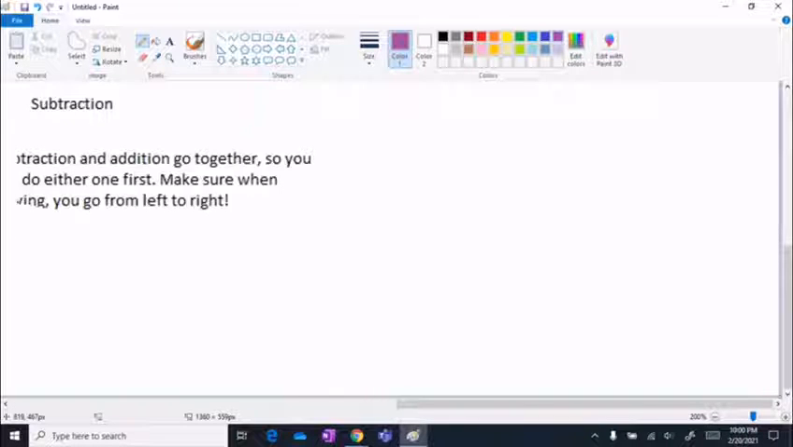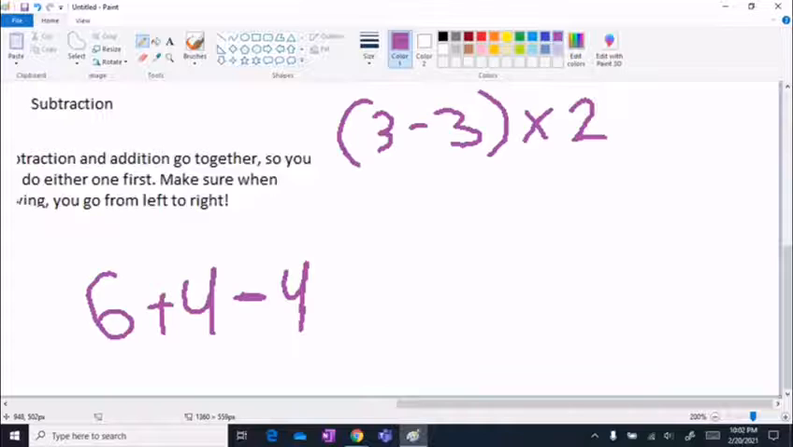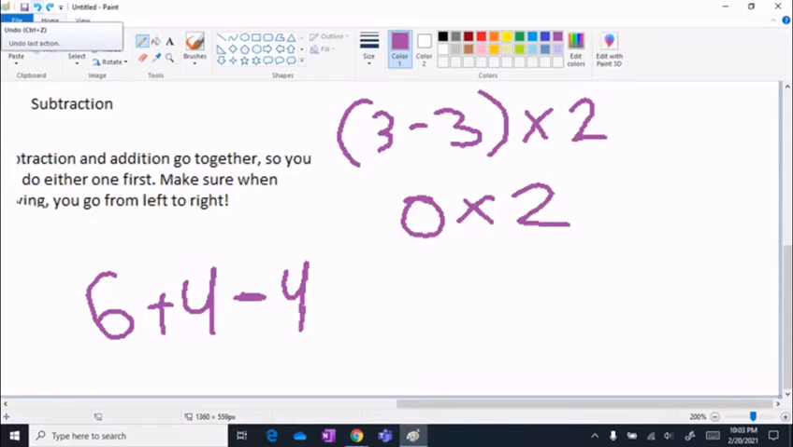So let's put some examples into this. Let's solve the last two equations of the video. So the first one we have is 3 minus 3 times 2. We already know you don't do times 2 first, but we solve in the parentheses. So 3 minus 3 is 0. And all we have is times 2, so 0 times 2. So 0.